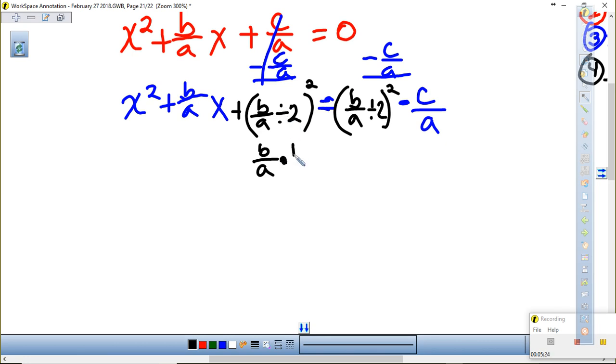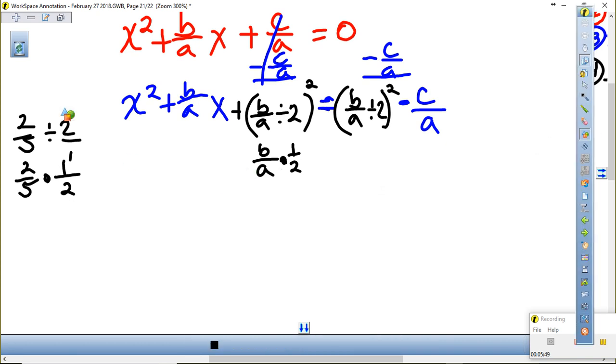Times 1/2. Does everybody see it? Because it's dividing by 2. If you don't see it, it's like this: 2/5 divided by 2. Keep, change, flip. Does that look familiar? But now we're doing it with just variables. Okay, so we got this.